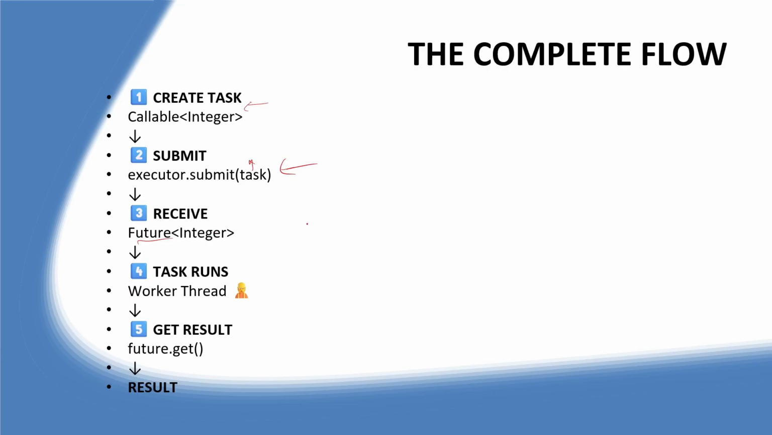We'll get the result. So Callable represents the computation, and Future represents its outcome. Whatever the outcome, it may be a result or an exception, we'll have it inside the Future. And get retrieves the result. So this is the complete flow, from creating a task to getting the result, using Callable.